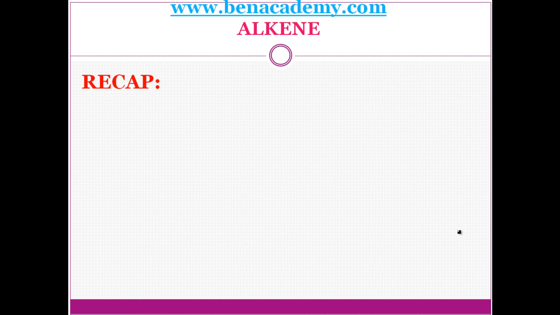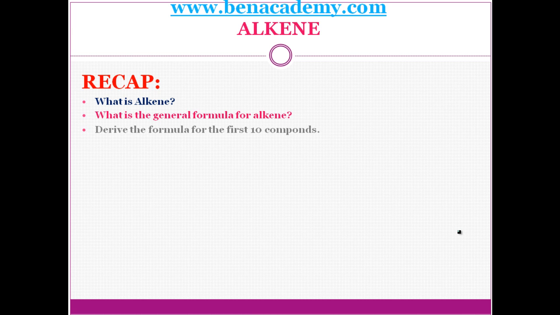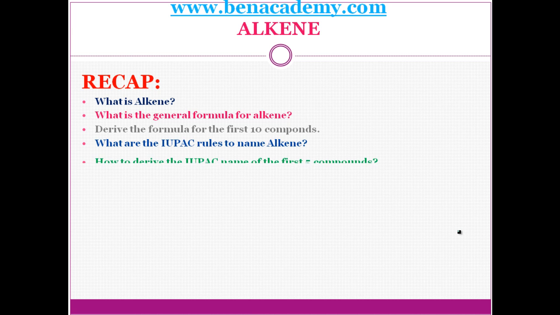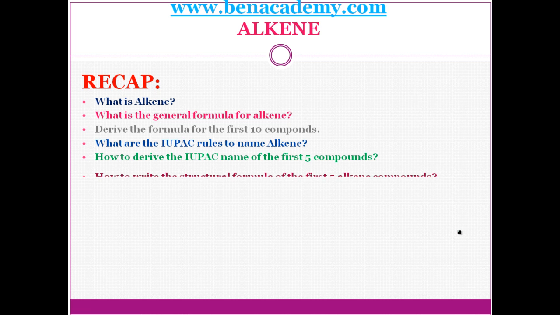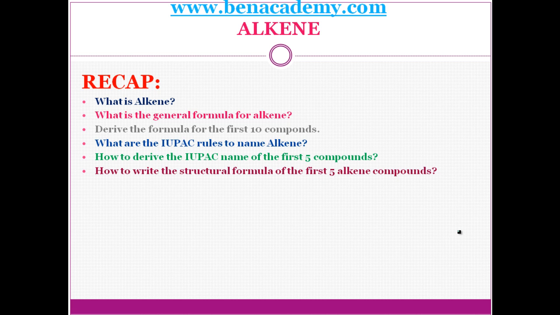So let us recap what we have learned. What is alkene? What is the general formula for alkene? Derive the formula for the first 10 compounds. What are the IUPAC rules to name alkene? How to derive the IUPAC name of the first 5 compounds? And how to write the structural formula of the first 5 alkene compounds.